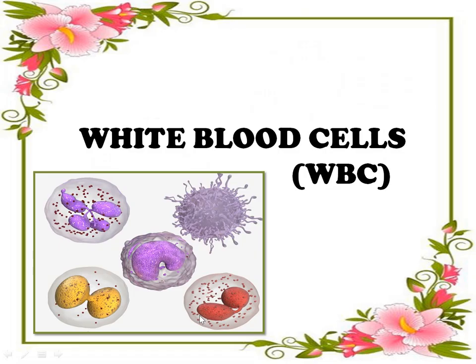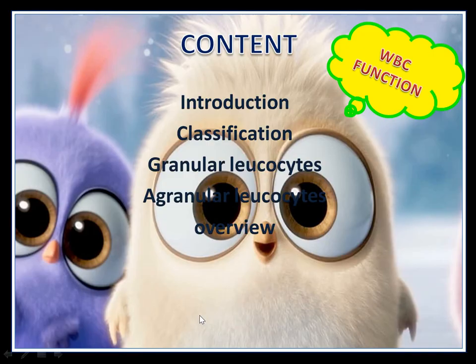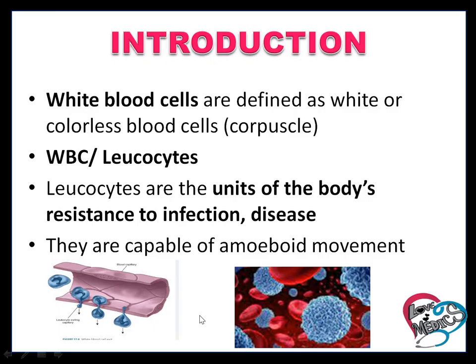This lecture is on white blood cells. What is white blood cell? White blood cells are defined as colorless or white color blood cells. It is also called as WBC or leukocyte. Leukocytes are the unit of the body's resistance to infection and disease.